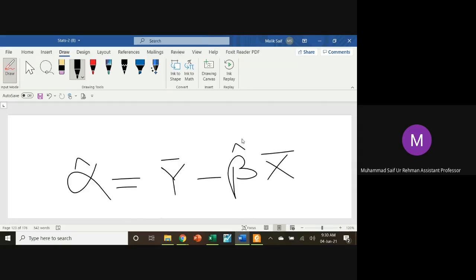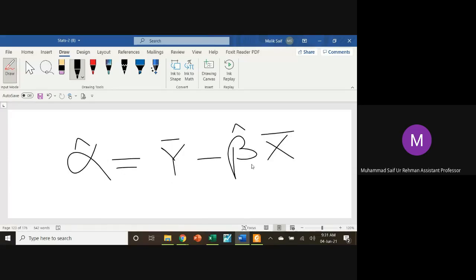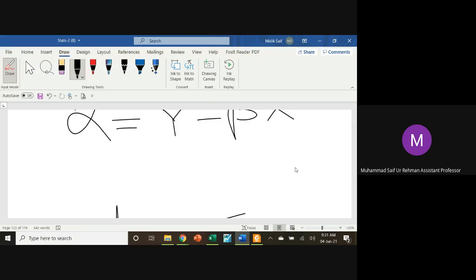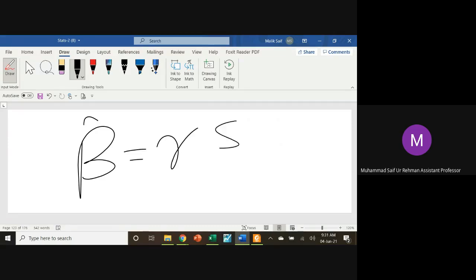That will give you the value of beta hat. So the value for beta hat will be there, and it can be found using this formula. Beta hat is equal to, if I recall the formula, Sy over Sx. So you know what Sy and Sx are.